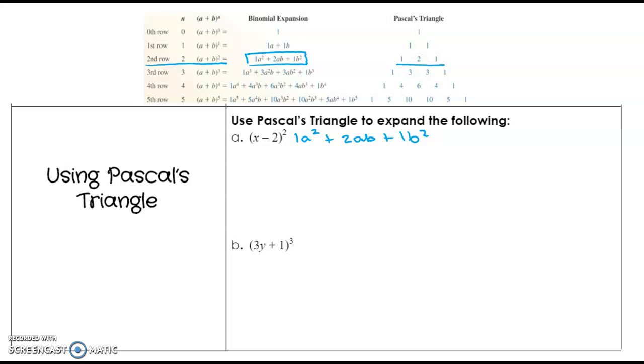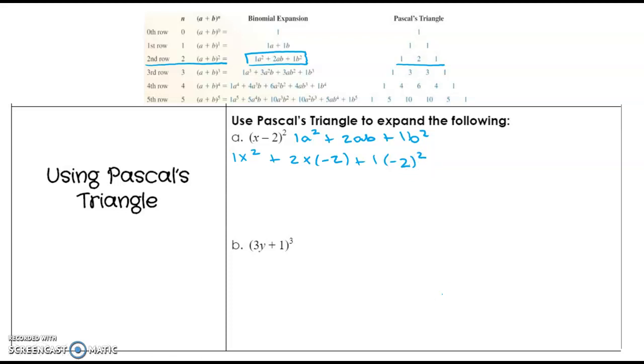Okay, now instead of just leaving it here, I have actual a values and actual b values. So I'm going to go ahead and substitute those values in and simplify my polynomial. My a value here is going to be x, and then my b value is going to be negative 2. So when I write this in, I will get 1x to the second power plus 2x times negative 2 plus 1 times negative 2 to the second power.